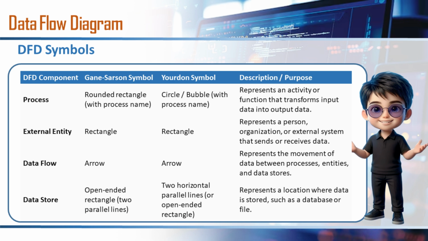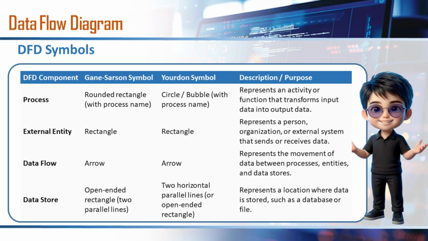External entity. Both Gane-Sarson and Yourdon represent an external entity using a rectangle. It represents a person, organization, or external system that sends data to or receives data from a system. Data flow. Both notations use an arrow to represent data flow. The arrow shows the movement of data between processes, external entities, and data stores.